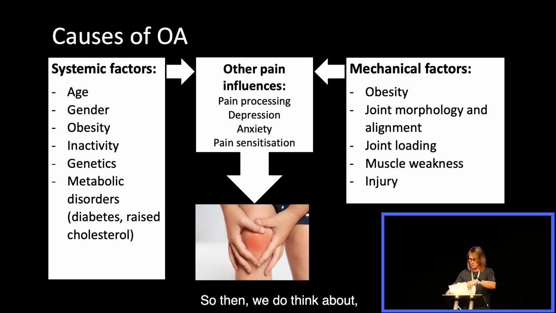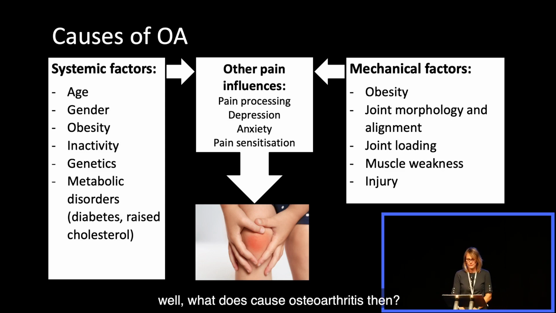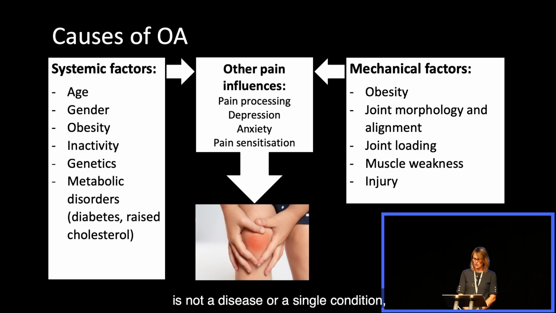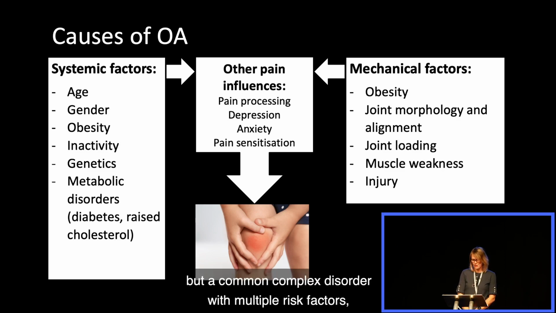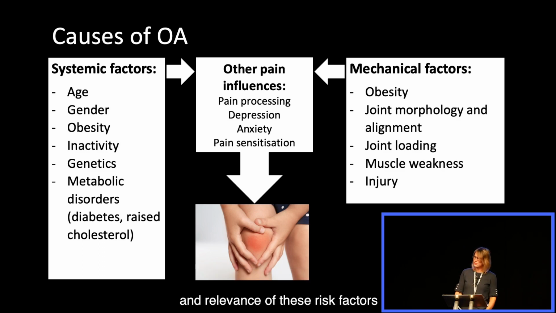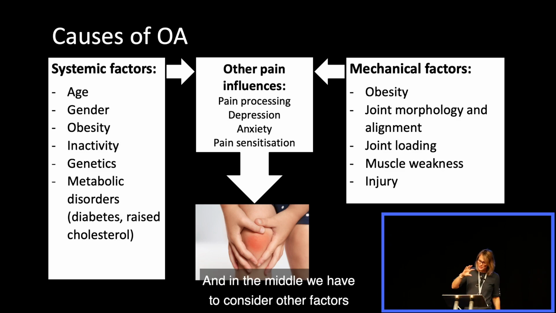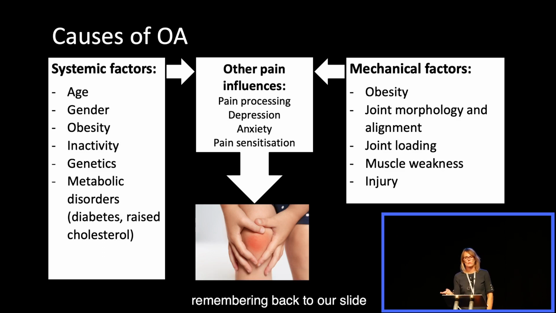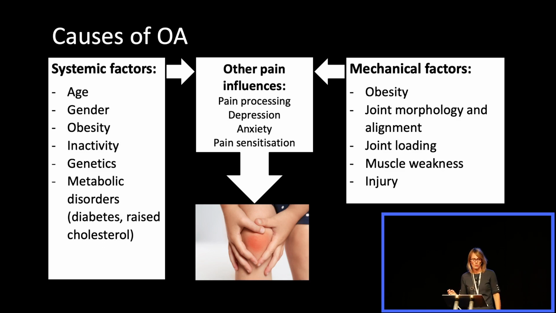So then we do think about, well, what does cause osteoarthritis then? Well, it's important to know that osteoarthritis is not a disease or a single condition, but a common complex disorder with multiple risk factors. And the relevance of these risk factors varies between individuals. On the left-hand side of the slide, you will see systemic factors. Now, these relate to you as an individual, and on the right-hand side, you will see the mechanical factors relating to the loads applied to our joint. And in the middle, we have to consider other factors that influence the pain that we experience, remembering back to our slide that pain does not always equal harm.